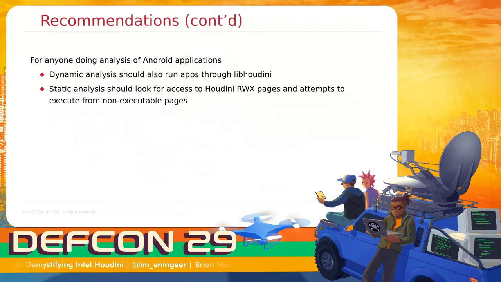Another thing we recommend for researchers or vendors doing analysis of Android applications is that when you're running dynamic analysis, you should also run apps through libhoudini. As we mentioned, it's possible for malware or any other applications to behave differently when they see that libhoudini is enabled. Also, when doing static analysis, we should look for access to Houdini RWX pages or attempts to execute from non-executable pages, which would work if it was running under libhoudini. And to add to that, anything scanning for JNAV and function pointers, as that was one of our detection methods.